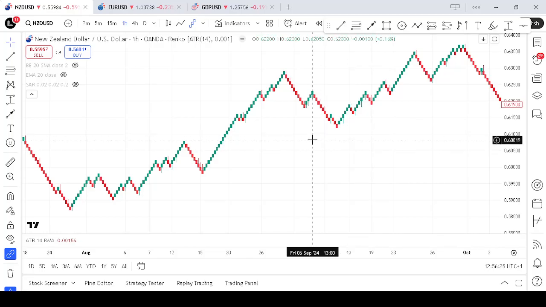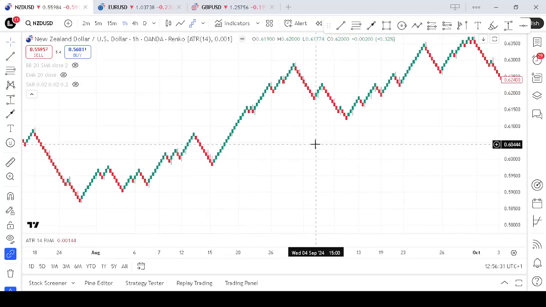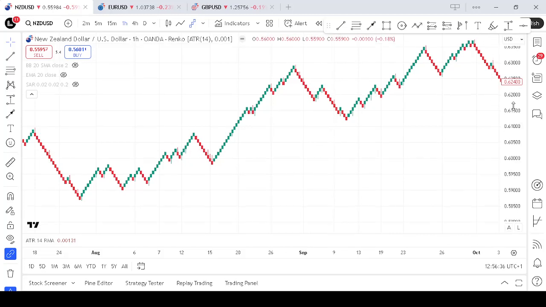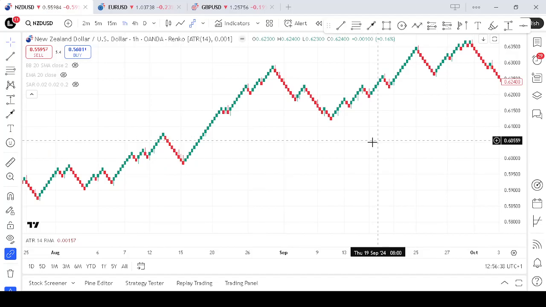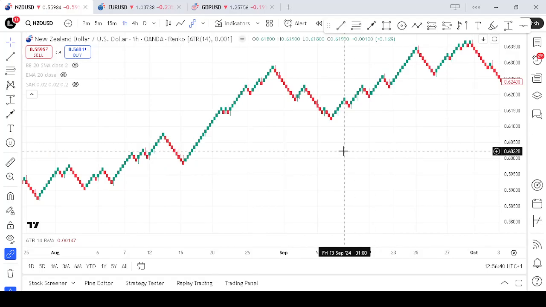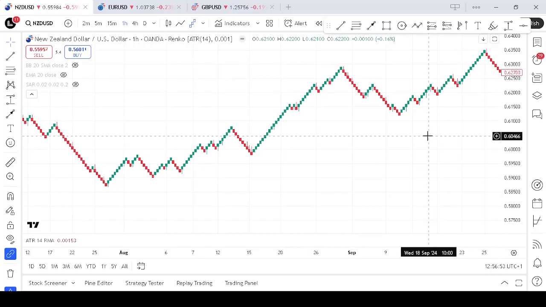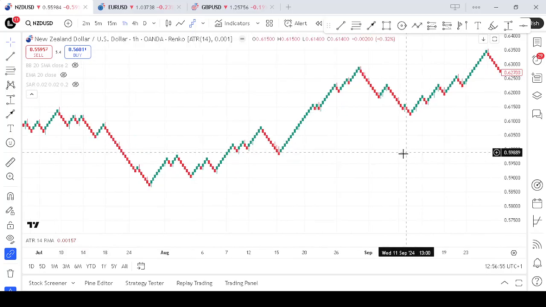So we start by understanding what Renko charts are. These Renko charts are a unique and powerful tool in technical analysis. They are designed to simplify price action and help traders focus on significant market moves. Unlike your traditional time-based charts, Renko charts are built using price movement alone, filtering out minor fluctuations and presenting a clearer picture of market trends.